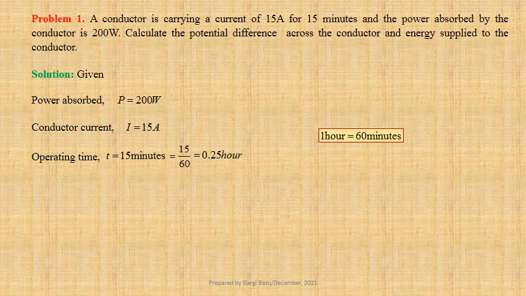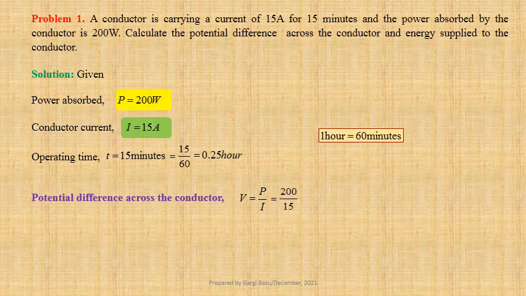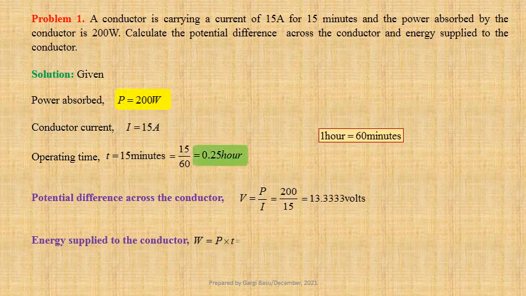Let us now calculate potential difference across the conductor. V equals P divided by I. Using values we get 200 divided by 15, that is equal to 13.3333 volts. Energy supplied to the conductor W equals P into T. Using values we get 200 into 0.25, that is equal to 50 watt hour or 0.05 kilowatt hour.